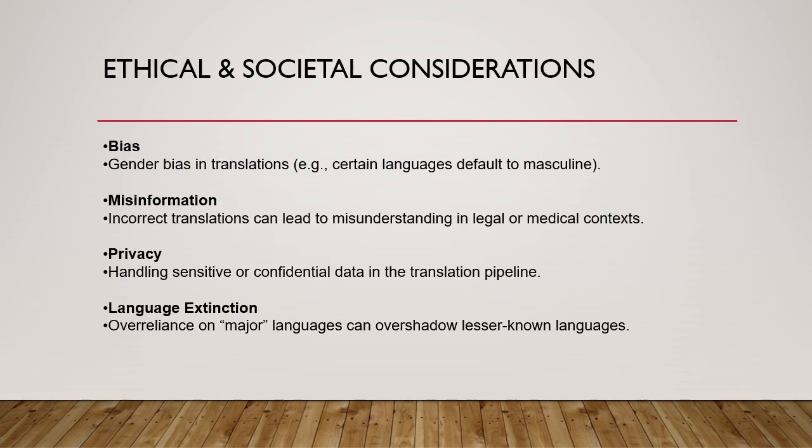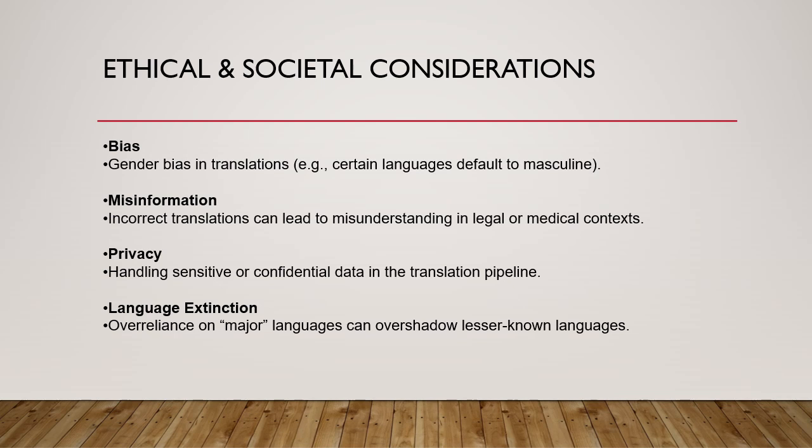So now we'll discuss the ethical and societal considerations of machine translation. Machine translation affects people and cultures in very significant ways. For example, bias in translation, like gender bias. Some languages lack gender neutral pronouns, leading to misinterpretations. For example, "he's a doctor" incorrectly translated as male in some languages.